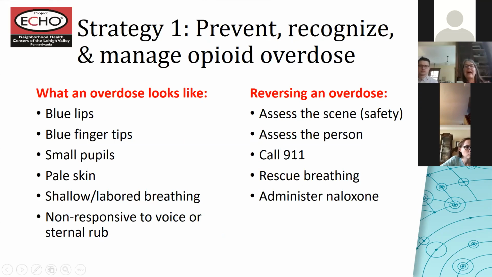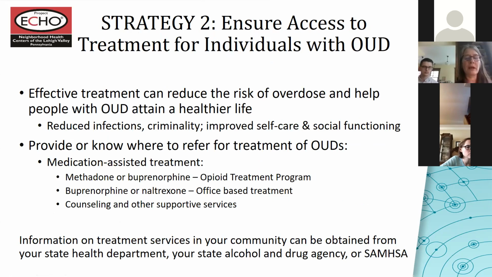Making sure that people have access to treatment. We know that access to treatment can help people get to recovery and reduce the risk of overdose. And when we look at the community level data to see where there's more access to treatment, what kind of outcomes are there, we see reduced infections, reduced criminality, improved self-care, social functioning, that at the individual and the community level, access to treatment is a positive, good thing.